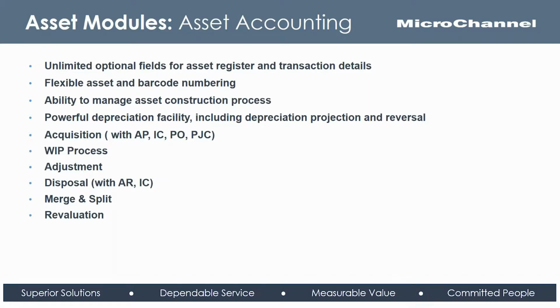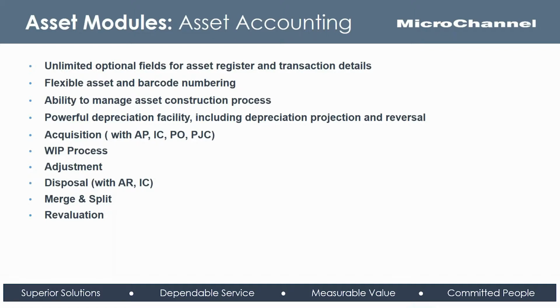In the asset accounting module, you have the ability to add unlimited number of optional fields, also known as user definable fields, flexible asset barcoding and numbering. You have the ability to manage the asset construction process where you're continuously adding value to existing assets. Full depreciation facility, including depreciation projection and reversals.